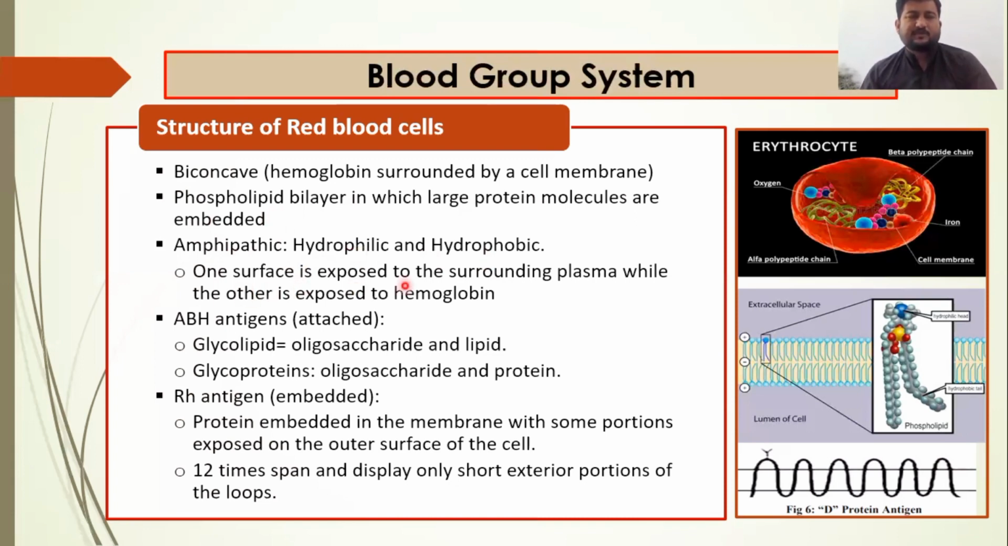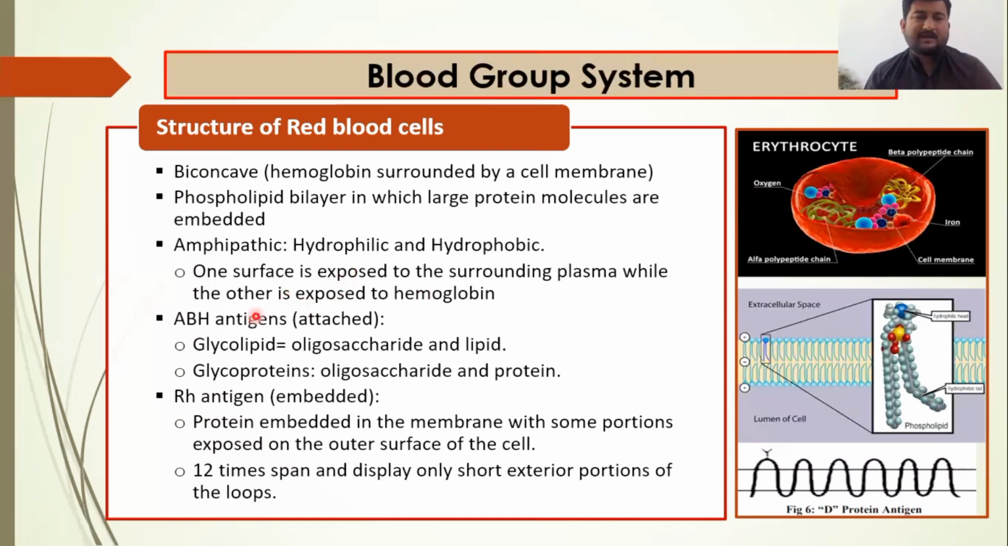One surface is exposed to the surrounding plasma while the other is exposed to hemoglobin. The outer surface is exposed to the extracellular matrix, but the inner surface is exposed to the plasma. ABH antigens here: this is an important point. The antigens are present in two ways. Antigens may be embedded in the cell membrane or may be attached over the surface of RBCs, over the cell membrane.